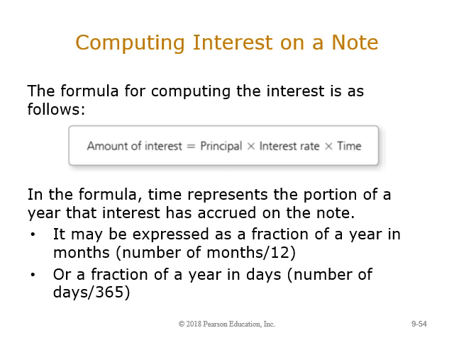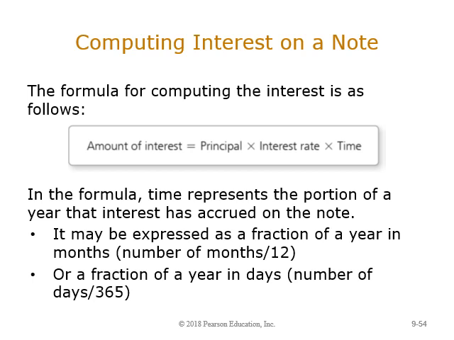So how do we compute the interest on a note? It's a relatively simple formula. The amount of interest is equal to the principal times the interest rate times time. This is a very common formula. You've probably seen this before. It is just how you calculate that interest.